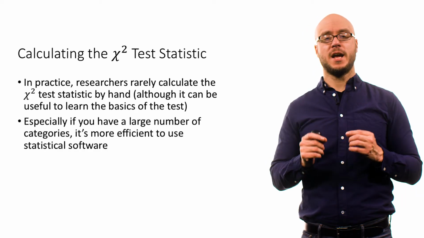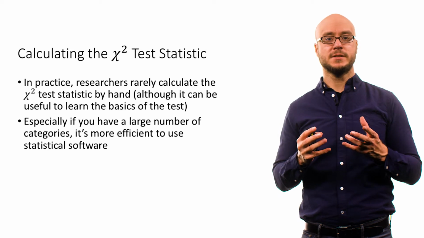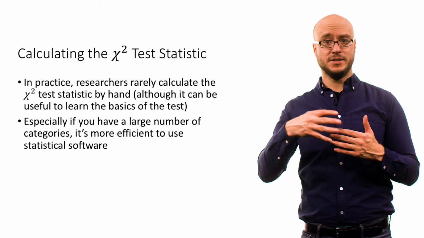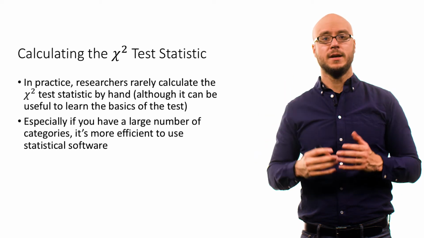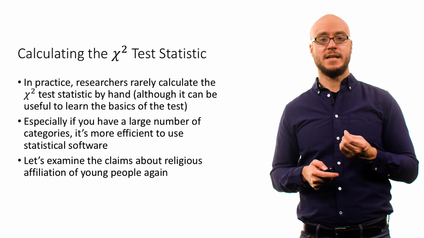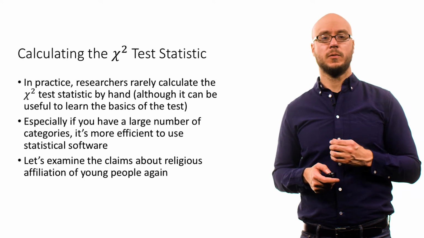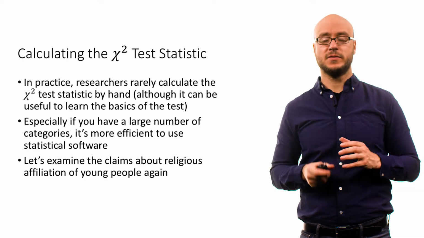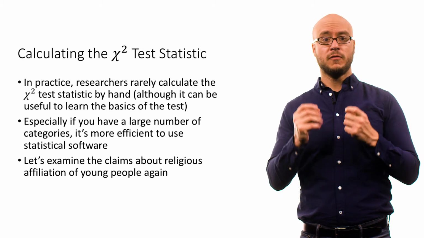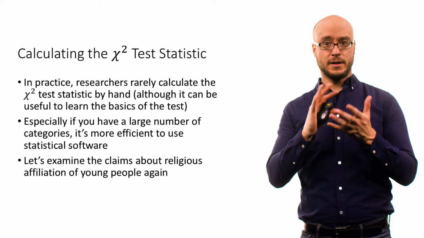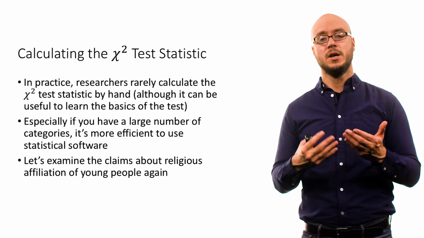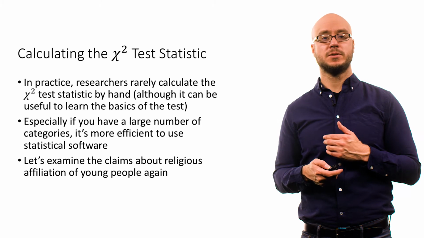But once you understand the chi-square one-way goodness of fit test, especially if you have a large number of categories, if k is 4, 5, or 20, it's really much more efficient to use statistical software, and that's really the standard. Most people use statistical software, but they still understand the mechanics of the chi-square test statistic. So let's look at the statistical output for this idea of comparing this claim distribution of religious affiliation among young people with the actual observed counts.